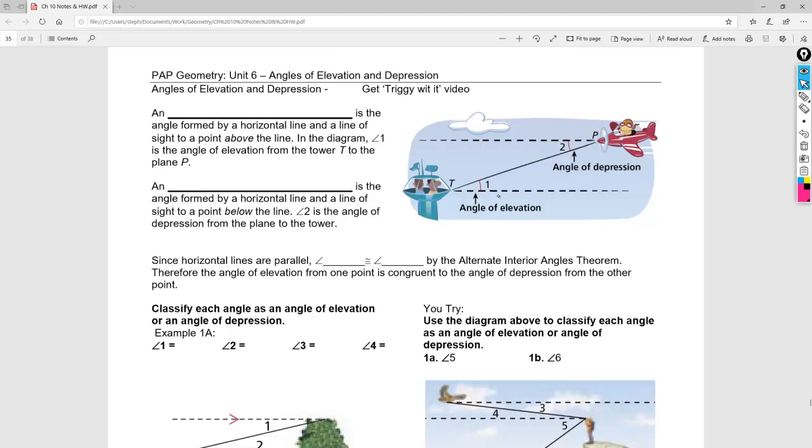Hi everyone, we are finishing our unit on angles, so the first thing we're going to do is talk about some definitions before we get into our applications. So first thing is the difference between an angle of elevation and an angle of depression.